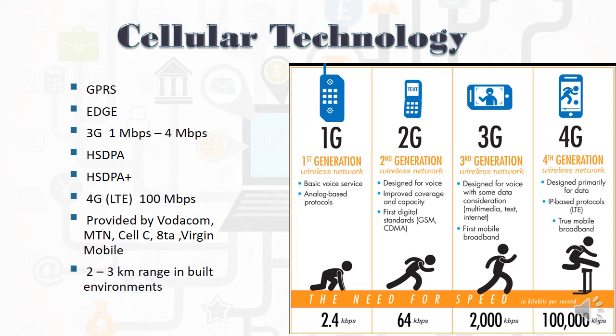Another form of wireless connection to the internet is cellular technology. We started off with GPRS, Edge, then we got to 3G, which is 1 to 4 megabits per second. 3G stands for third generation. Then we went on to HSDPA and then to 4G or LTE, which goes up to 100 megabits per second. And there are many cell phone providers which provide these. It usually works in a range of 2 to 3 kilometers in built environments, although you don't realize it because there are so many cell phone towers around in a built environment.